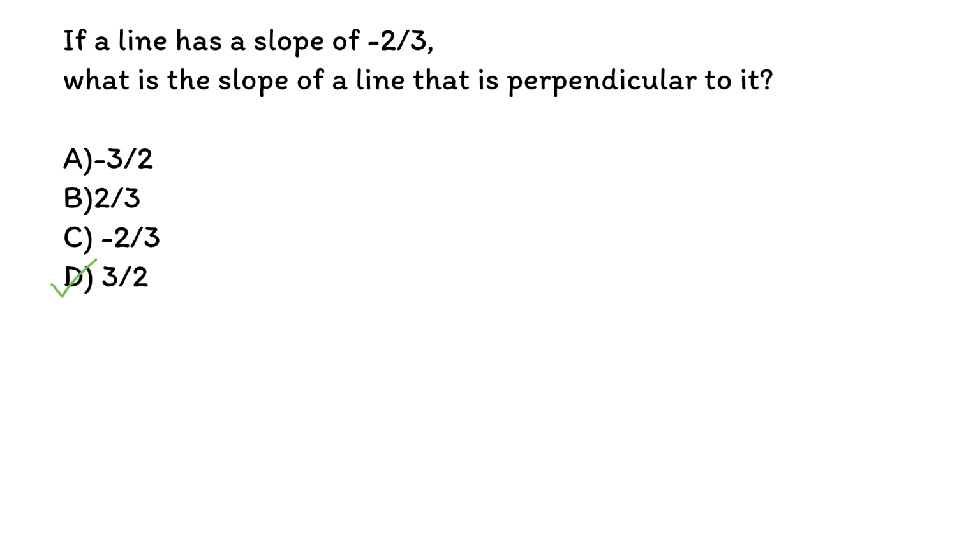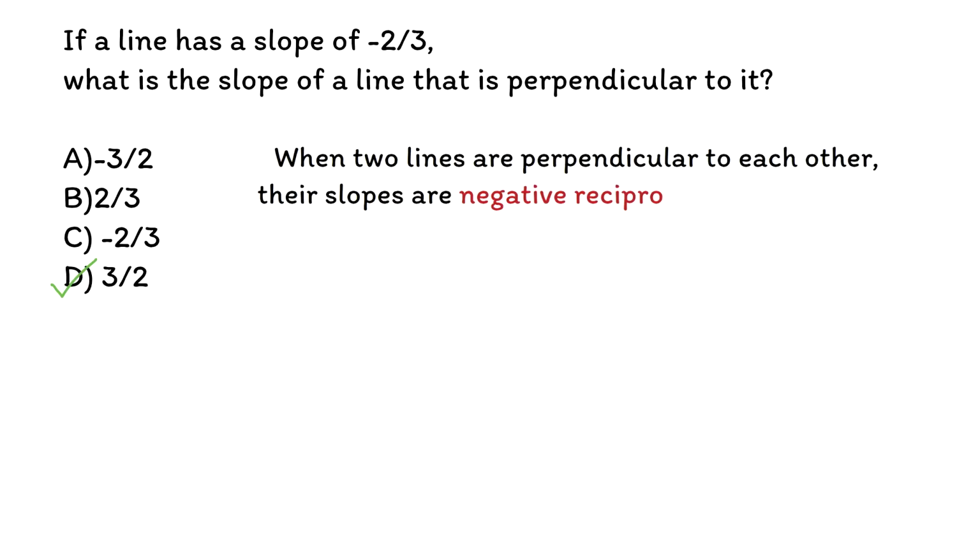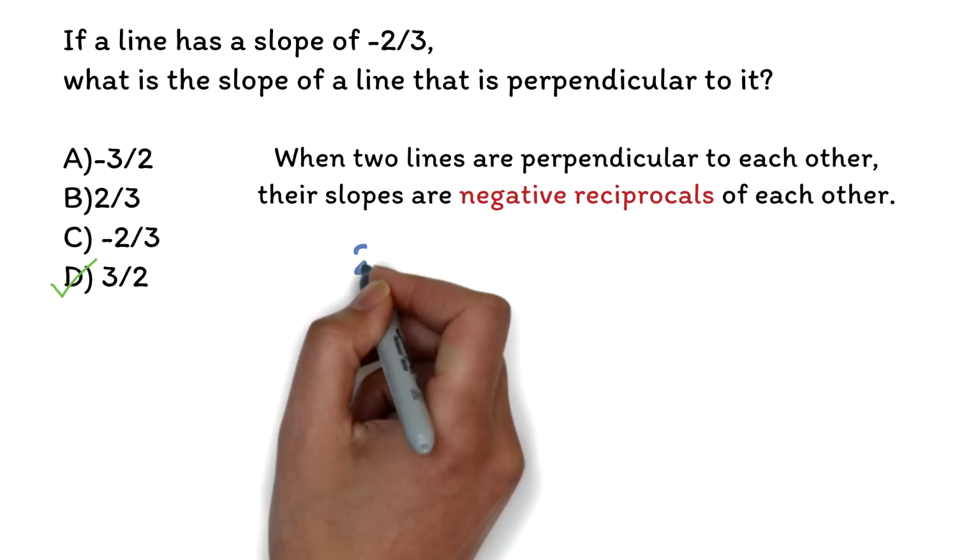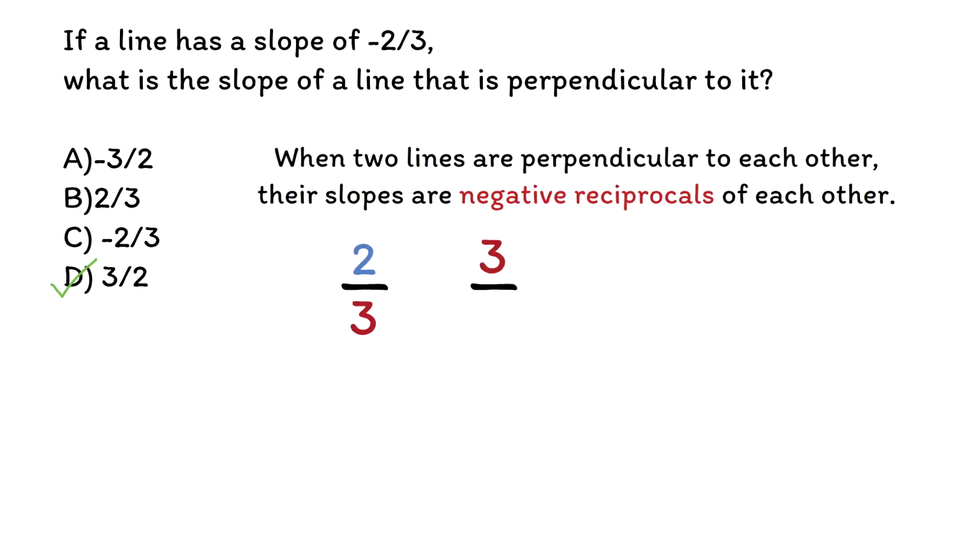3 over 2. When two lines are perpendicular to each other, their slopes are negative reciprocals of each other. Reciprocal here simply means flipping the numerator and denominator of the number. So 2 over 3 will be 3 over 2. The negative will simply change the sign. So here, since this is negative 2 over 3, we will have positive 3 over 2. We basically flipped the numbers and changed the sign. There's no need to write plus in front of a number, so the answer is D, 3 over 2.